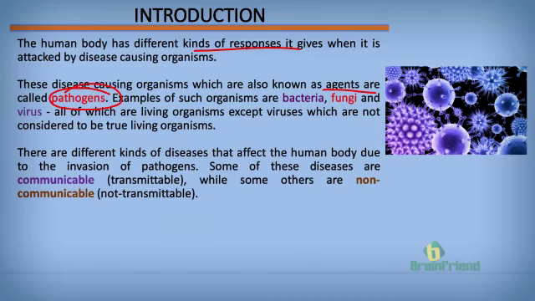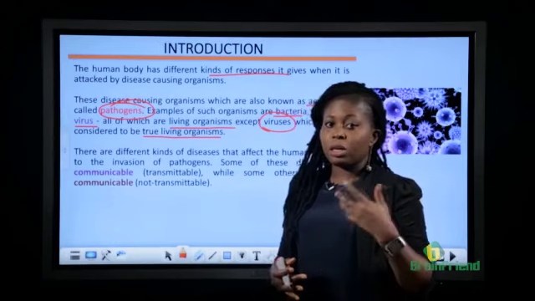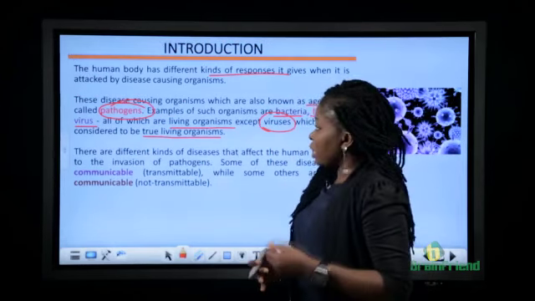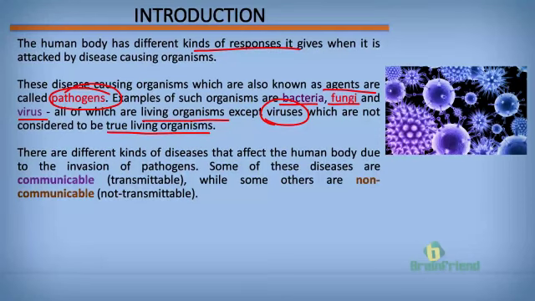Examples of pathogens are bacteria, fungi, and virus. All of these pathogens are living organisms except viruses. Viruses are not seen as living organisms. They are not considered as true living organisms, but bacteria and fungi are living organisms. So these pathogens, whether bacteria, fungi, or virus, when they invade the body, they cause harm to the body by giving us some certain diseases.